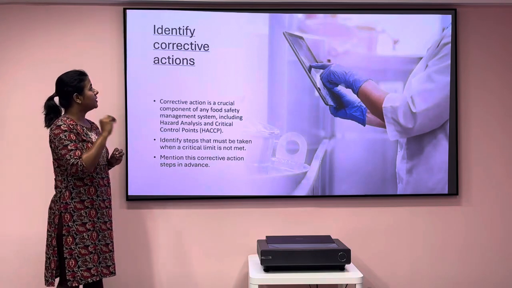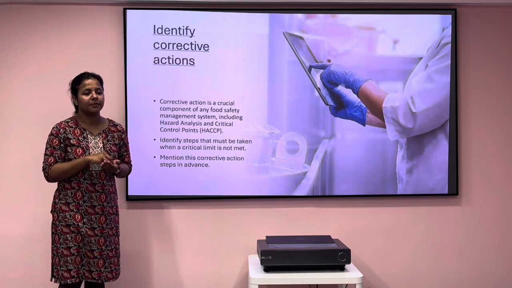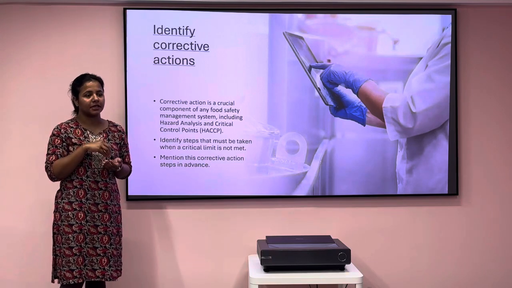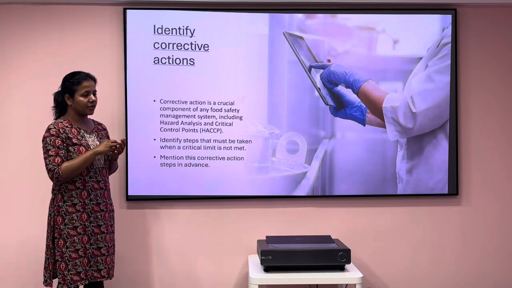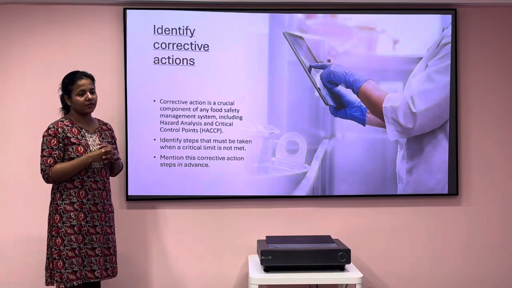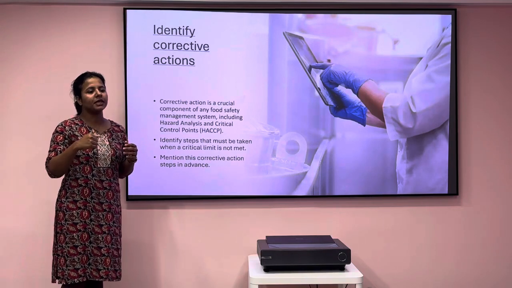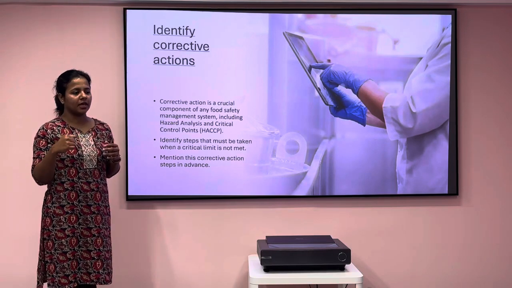For example, when we are cooking the chicken, they are not maintaining the correct temperature. They are cooking below the temperature. We have already identified this, and we need to put the corrective action. How can we put the corrective action? It should reach the temperature of 165 degrees Fahrenheit, cooking thoroughly at that temperature.